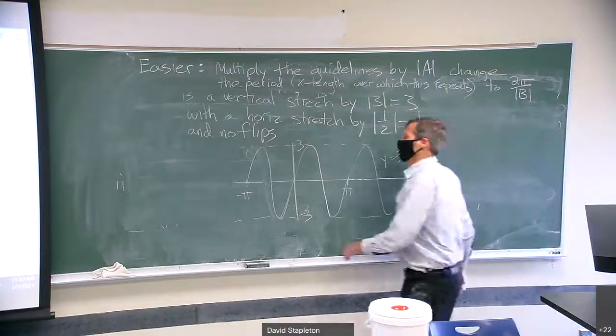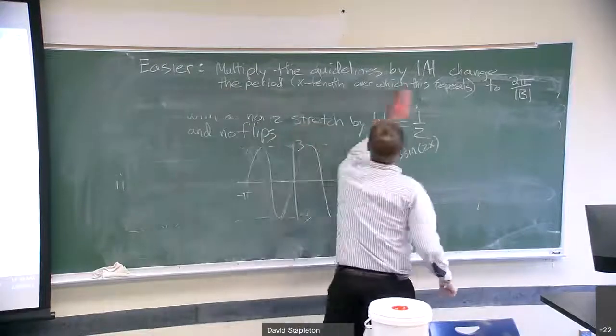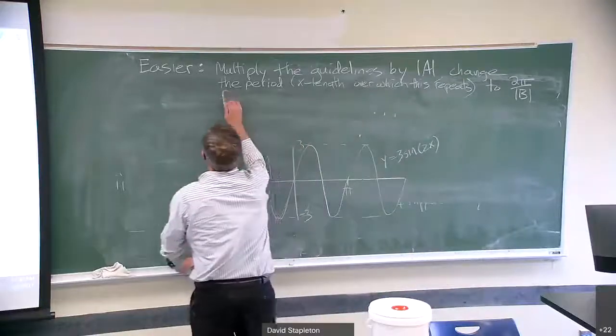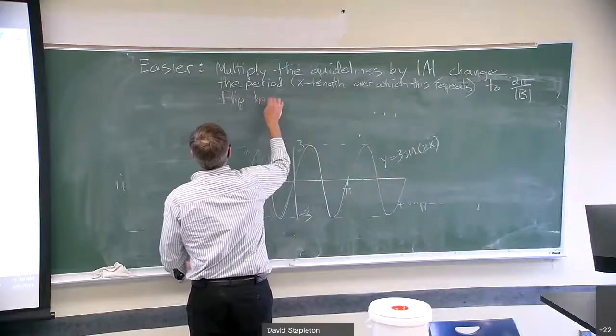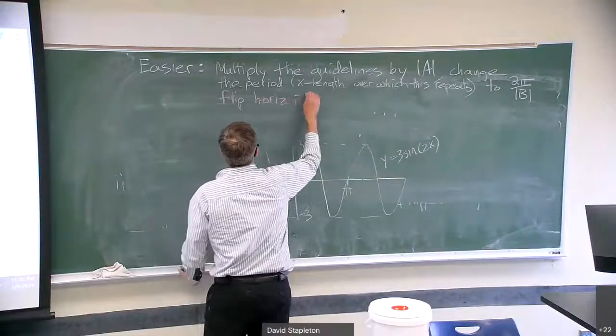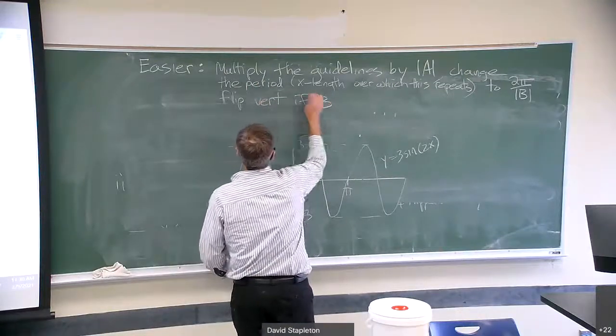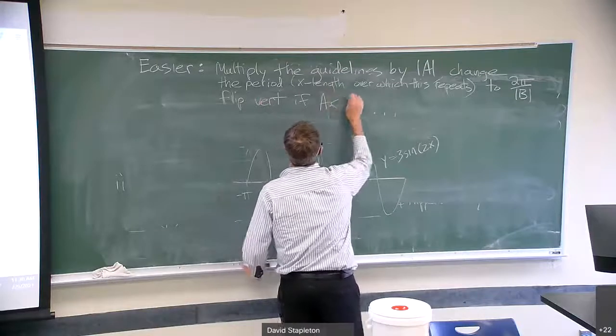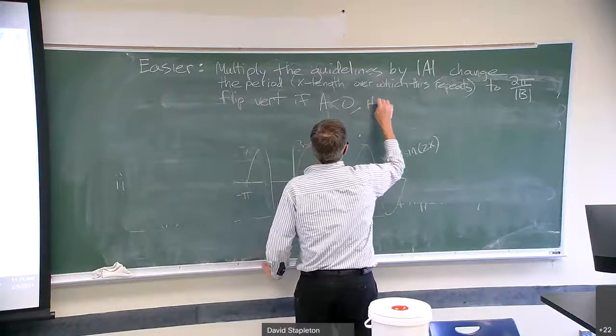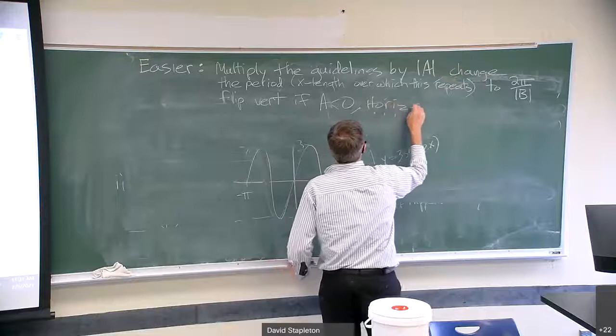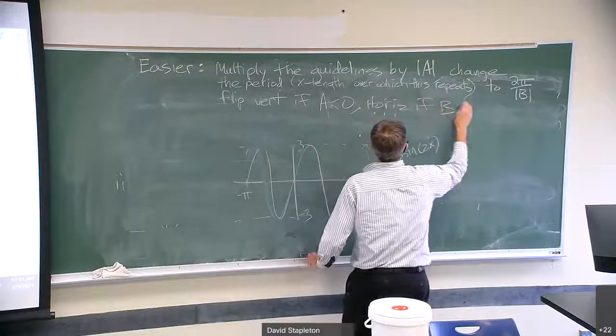All right, and then do any flips. Flip horizontal if b is less than 0. Maybe we should do vertical first. So we flip vertical if a is less than 0, horizontal if b is less than 0.